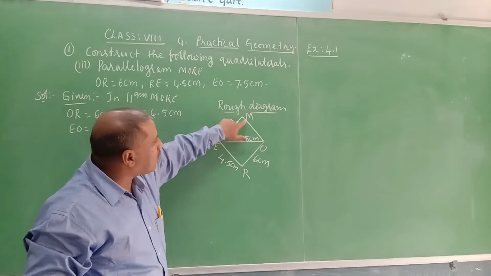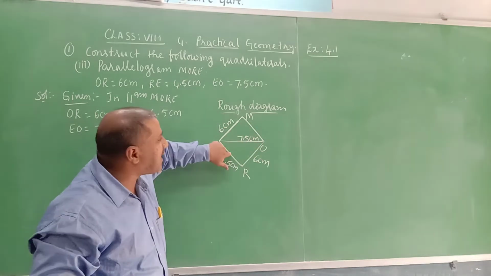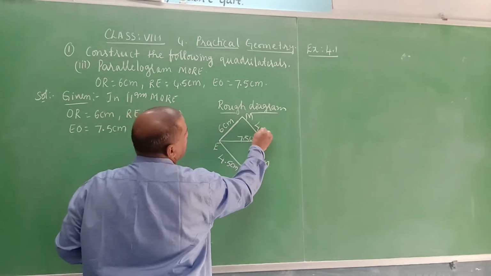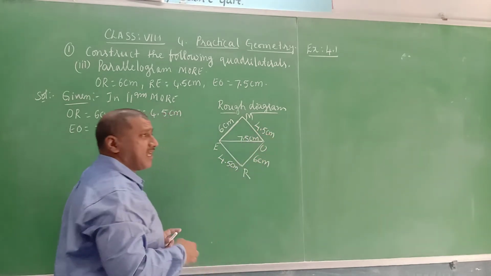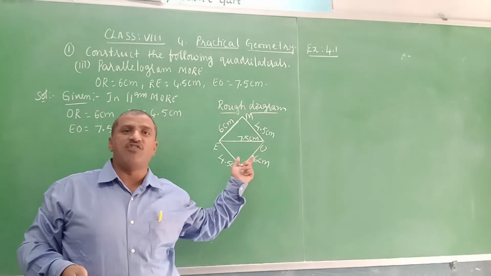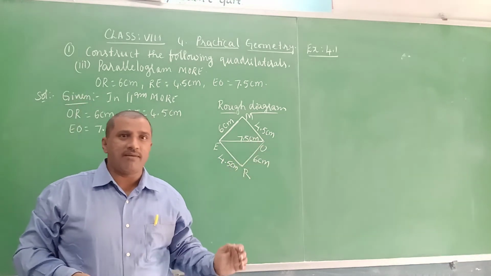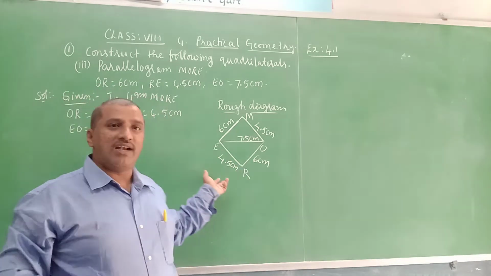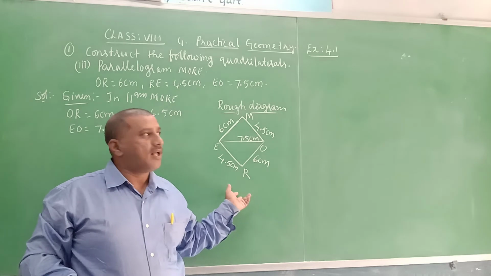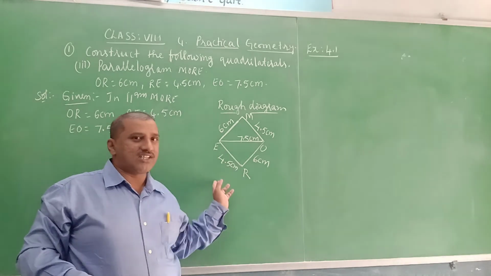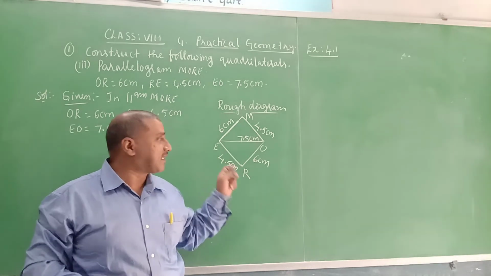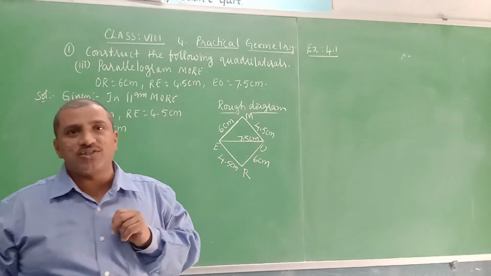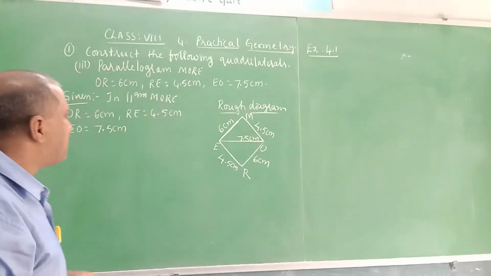Similarly, ER is equal to MO. Both are opposite sides. Therefore, MO is equal to 4.5 centimeters. It means if one pair of adjacent sides of a parallelogram is given, the remaining two sides also will take up these measurements. Now again, like the previous construction of a quadrilateral with 4 sides and 1 diagonal, the 4 sides of this parallelogram we know and the diagonal also we know. We will construct it in a similar way.